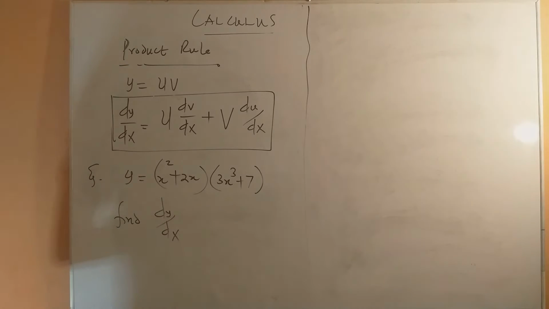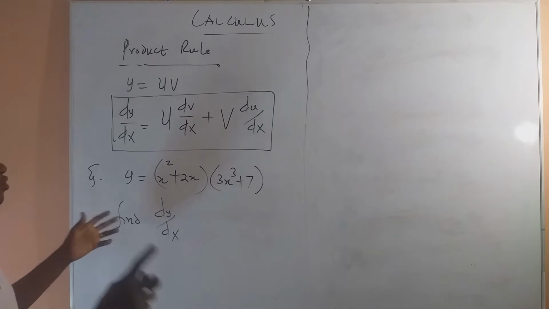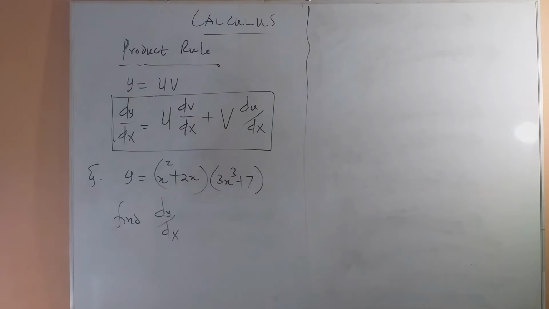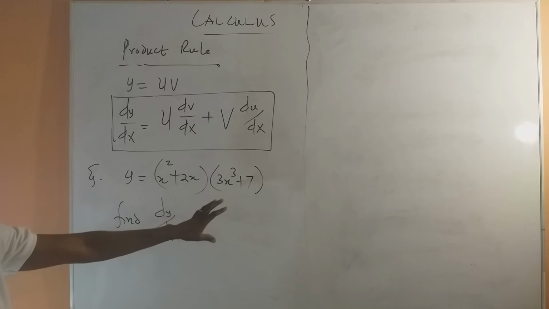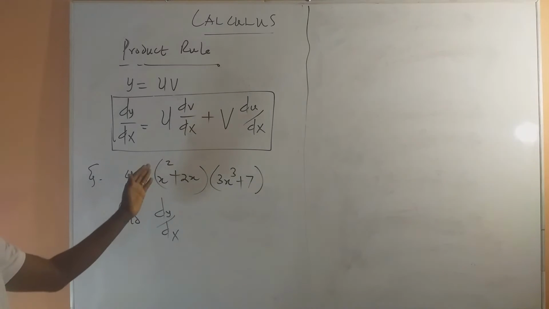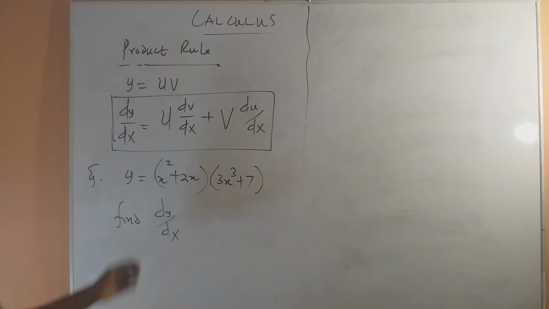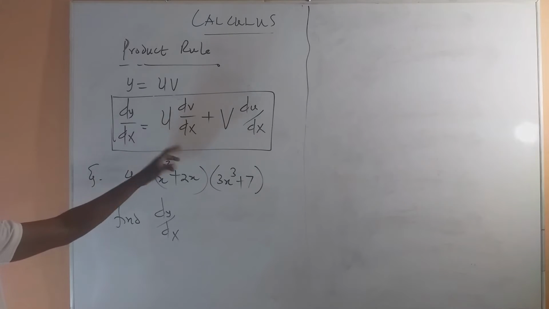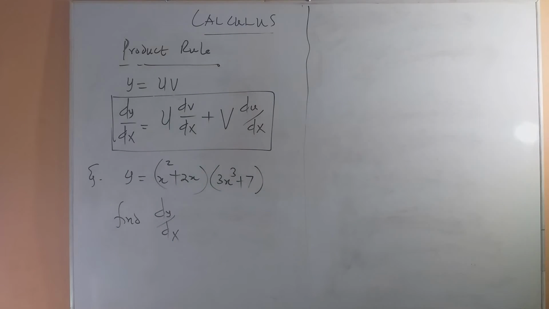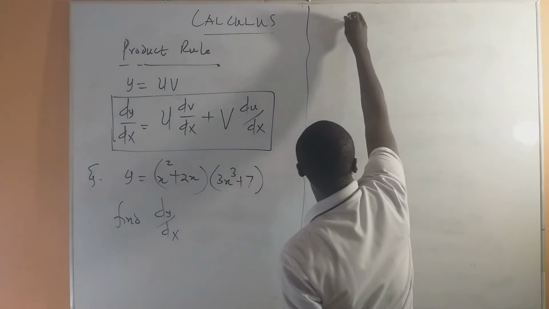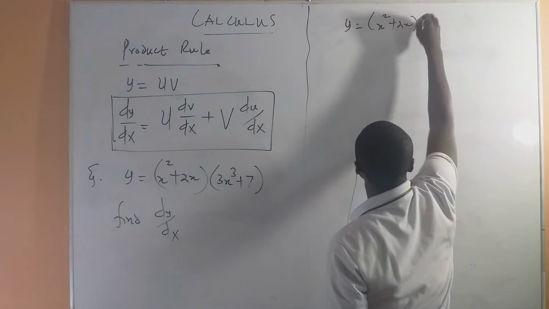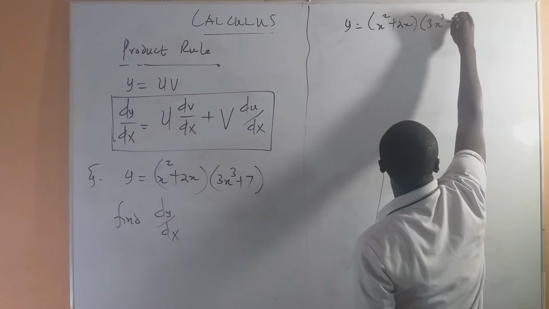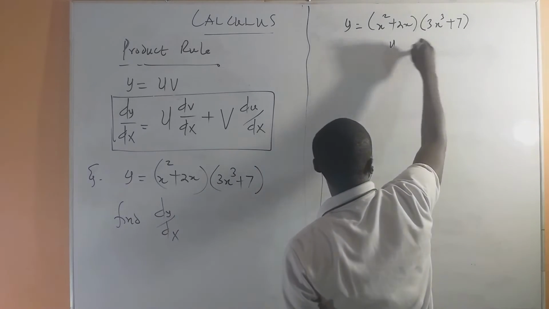If you have to find dy dx here, then you see that these are two different functions multiplying. So the first method of solving is to expand. When you are done with the expansion, then you differentiate it term by term. You will get the same answer. But because the two functions are multiplying, we are going to use the product rule to differentiate. Now, if you have y equals x squared plus 2x, times 3x cubed plus 7, this is u and this is v.